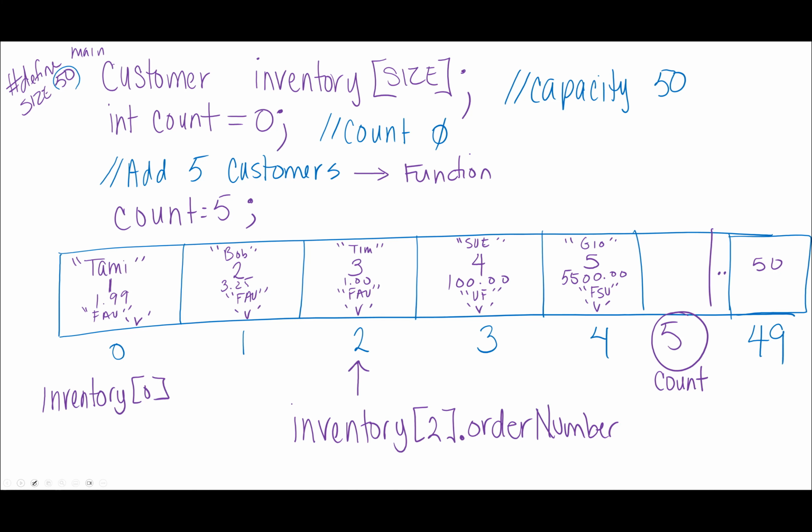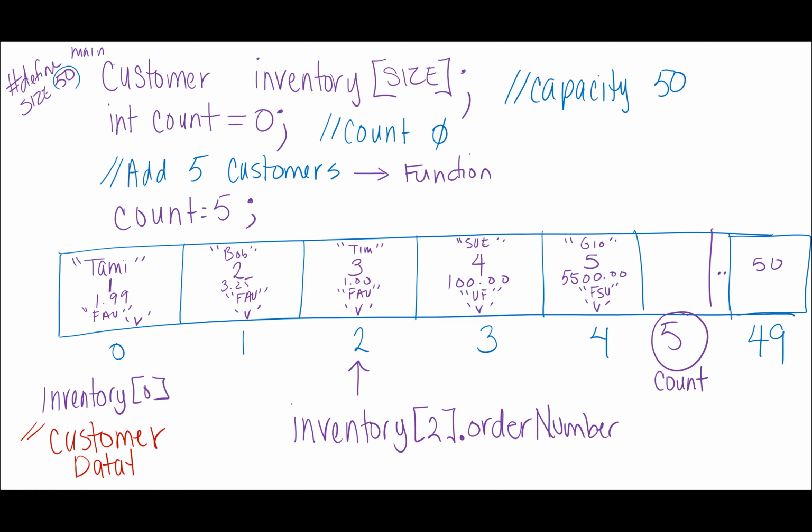All right, so let me get a different color here, if I don't click on something weird. And we will see. Okay, the data type of inventory at index 0 is a customer. That's the data type.